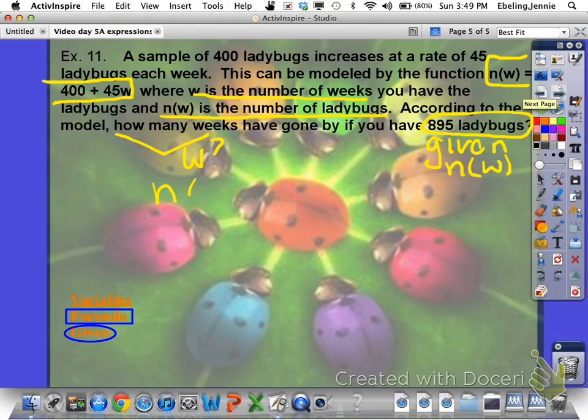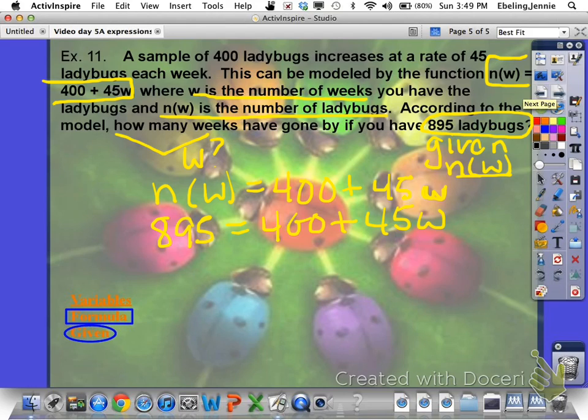So I'm going to write the equation down on my paper, and I have to figure out where to plug in the given information. Well, by identifying in the word problem that the given information is the N of W, that 895 replaces the entire N of W expression. So I have 895 equals 400 plus 45W. Now what we need to do is solve this for W. So I'm going to be subtracting, and I have 495 equals, those cancel, 45W.